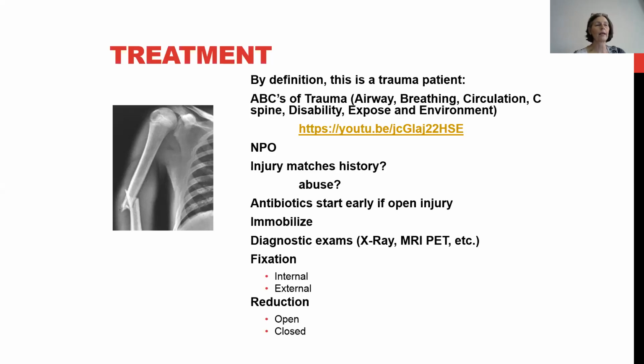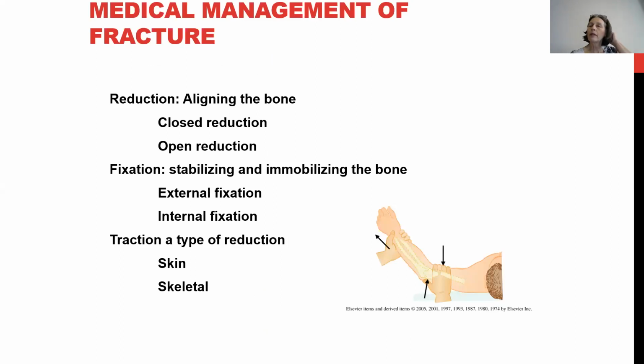Now there's more on that on the next slide, but basically reducing is pulling the fracture into alignment and fixating it is the process of immobilizing it. So when we talk about these processes, this is the healthcare provider's role. Our role is to support them, make sure they have the essential tools they need. We're also going to support the patient, teach the patient as they're going through this process. And we'll be doing this, the nurse's role of education, support, teaching, and assistance.